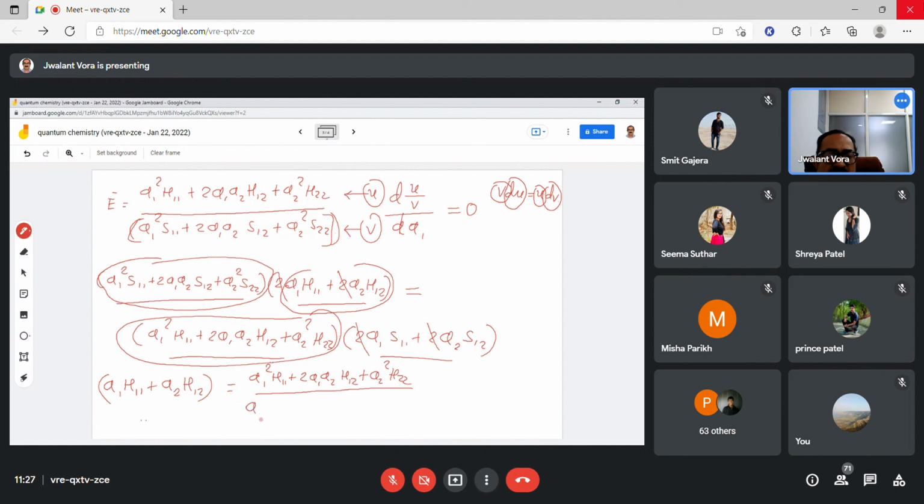A1 square S11 plus twice A1 A2 S12 plus A2 square S22, into this part, A1 S11 plus A2 S12. But which is equation number 2? This is equation number 2.